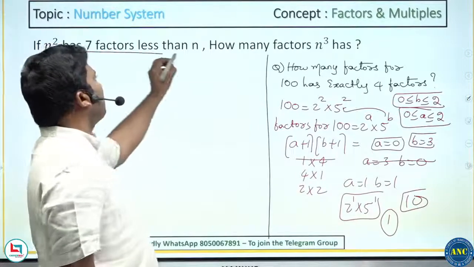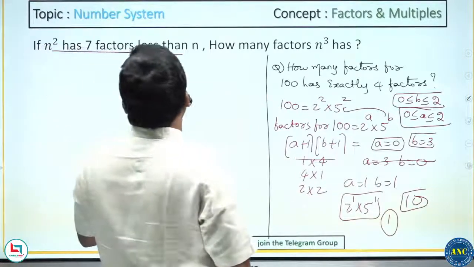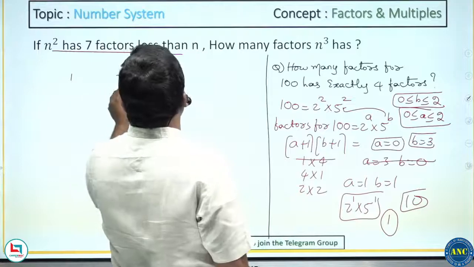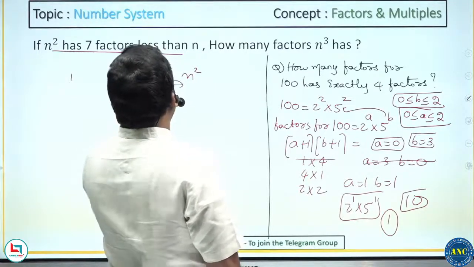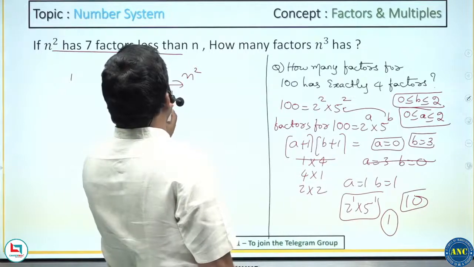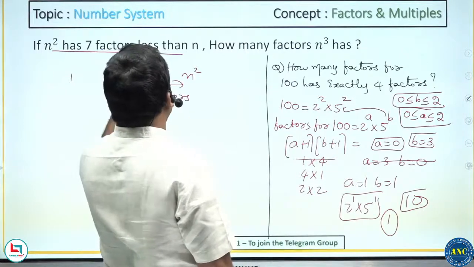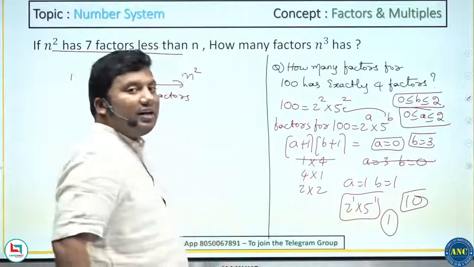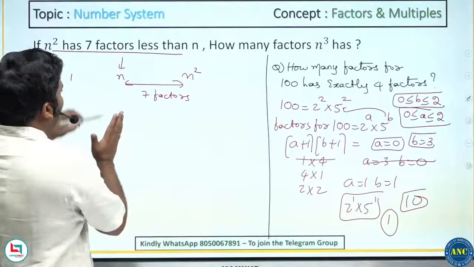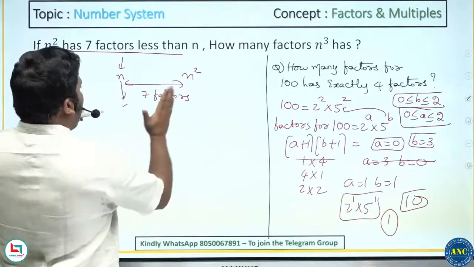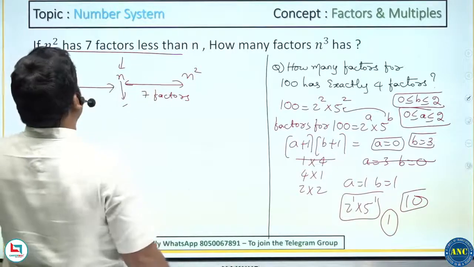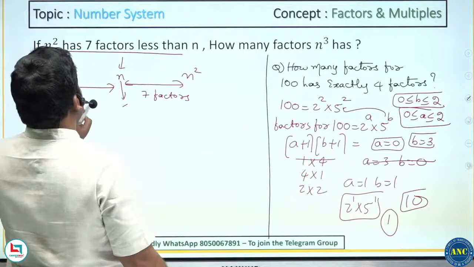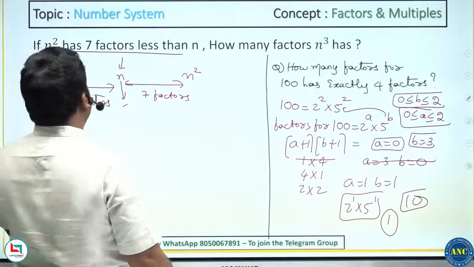n square has 7 factors less than n. If n square is a perfect square, then n value will be 1. If there are 7 factors greater than n, there will also be 7 factors less than n. I hope the idea is clear.